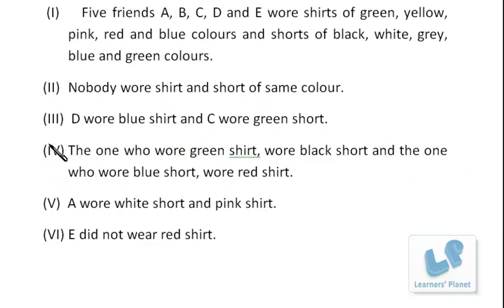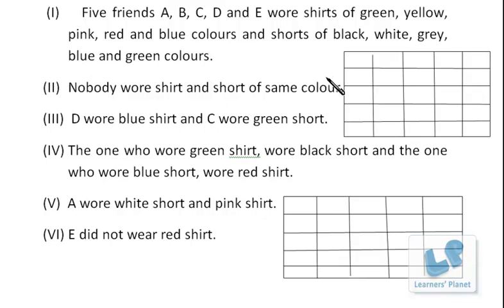Now let's take this set of questions. Information is given, the 6 points are given. 5 friends wore shirts of different colors and shorts of different colors. Now which person has worn which color of shorts and shirts, that we have to find out, right? So first let's make the table, and here we have to make two tables, the combination of friends as well as shirts, and the combination of persons as well as shorts.